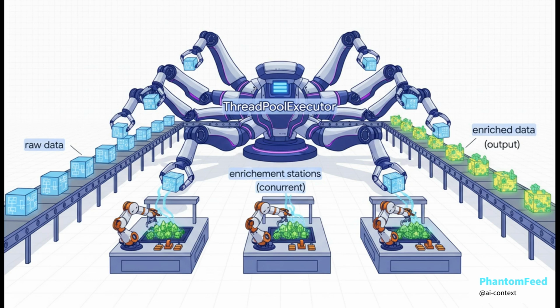Let's say we have a bunch of rows of data, and for each one, we need to call a slow external API. Instead of doing it one by one, we use our thread pool executor to fire off all of those enrichment jobs at once. We're immediately tackling the biggest performance bottleneck head on.